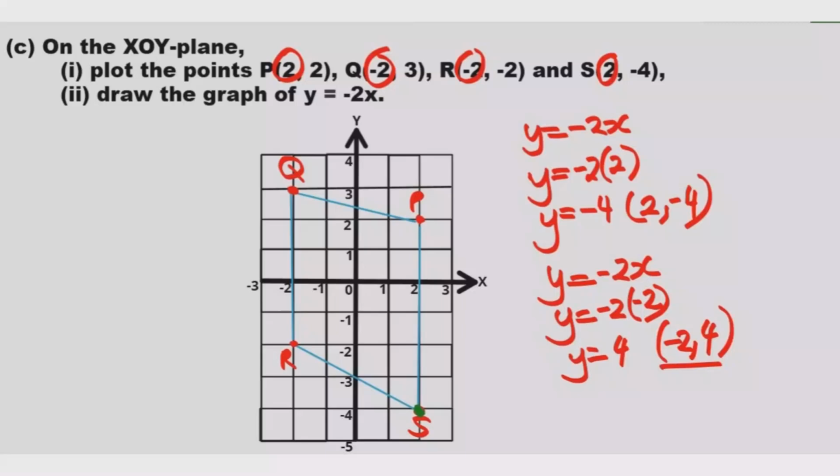Then we come to the second point, which is negative 2, 4. So negative 2, 4, it is here. Okay, so that is the point. So what we do now is we connect these 2 points to come up with a graph. So to connect the 2 points to come up with a graph, we're going to come up with something like this. Okay, now that way we have drawn the graph, which is y is equal to negative 2x. That is the graph. Y is equal to negative 2x.